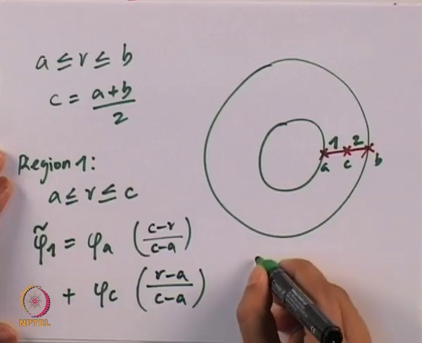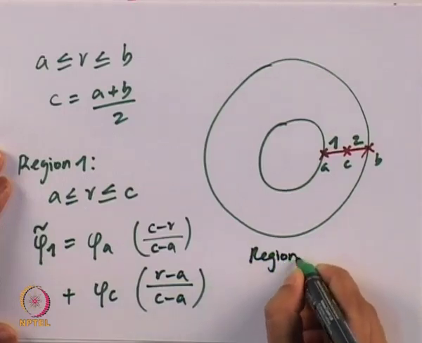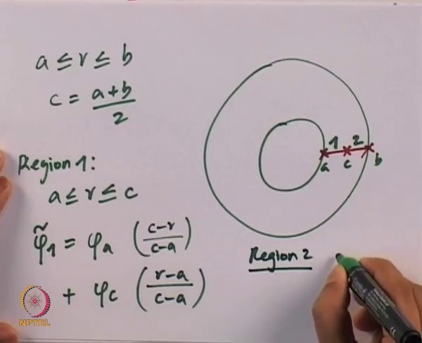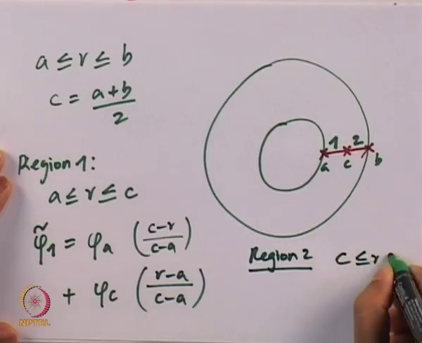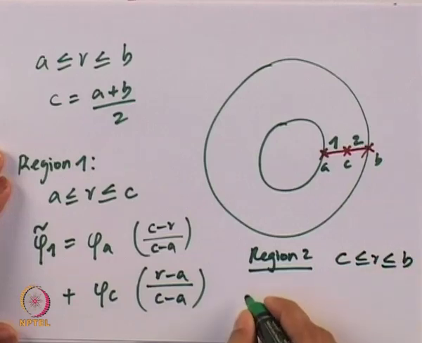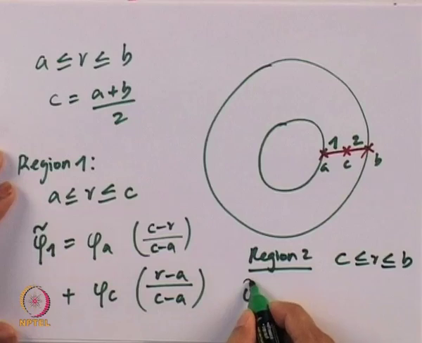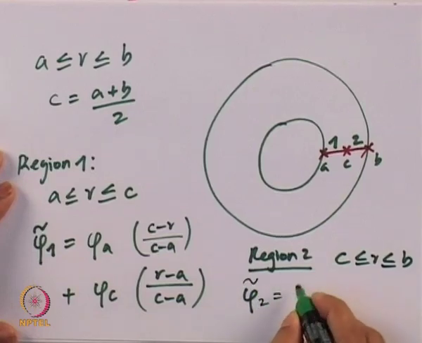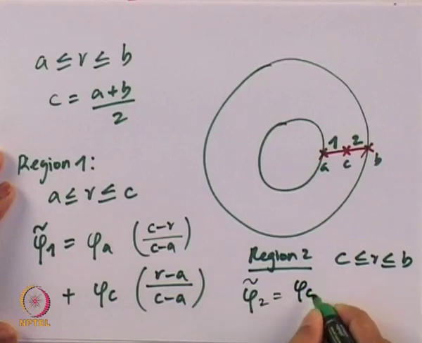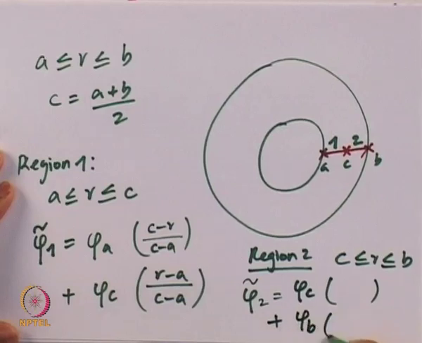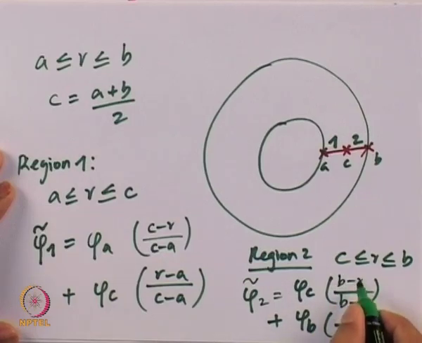So, similarly, we can also write it for region 2, which is nothing but C less than or equal to R less than or equal to B. There our value will be phi tilde 2, that is equal to, we will have two values, phi C multiplied by certain coefficients plus phi B multiplied by certain coefficients, and the denominators will be the distance. So, we will have B minus C, and on the top we will have B minus R for the first case, and then for the second one it will be R minus C.